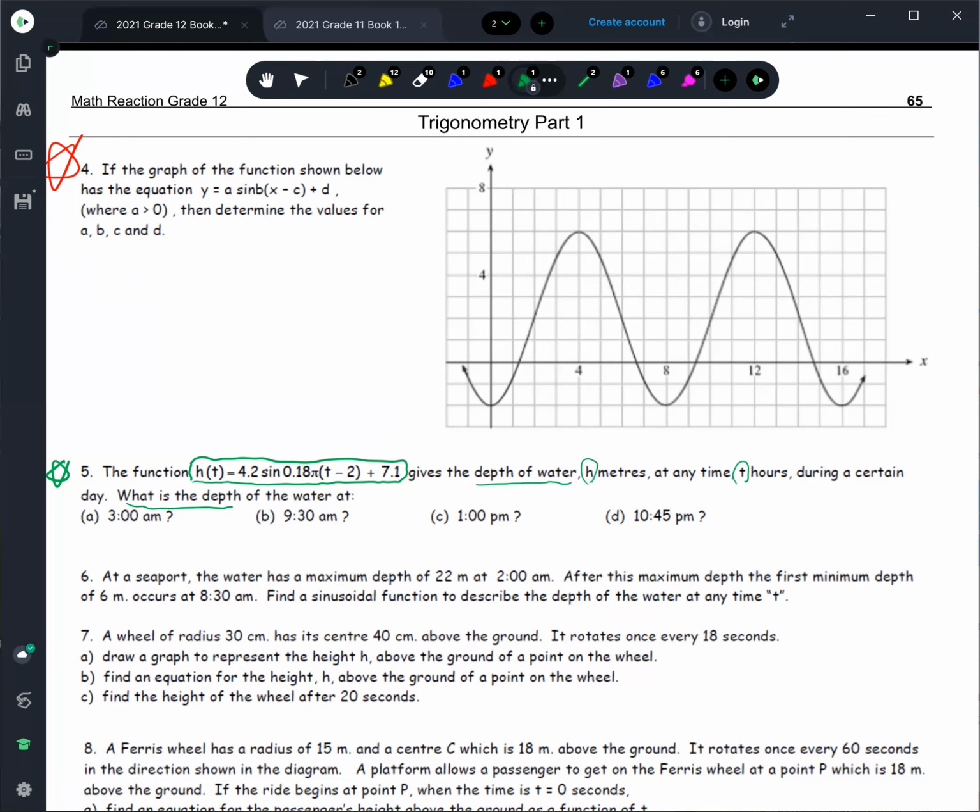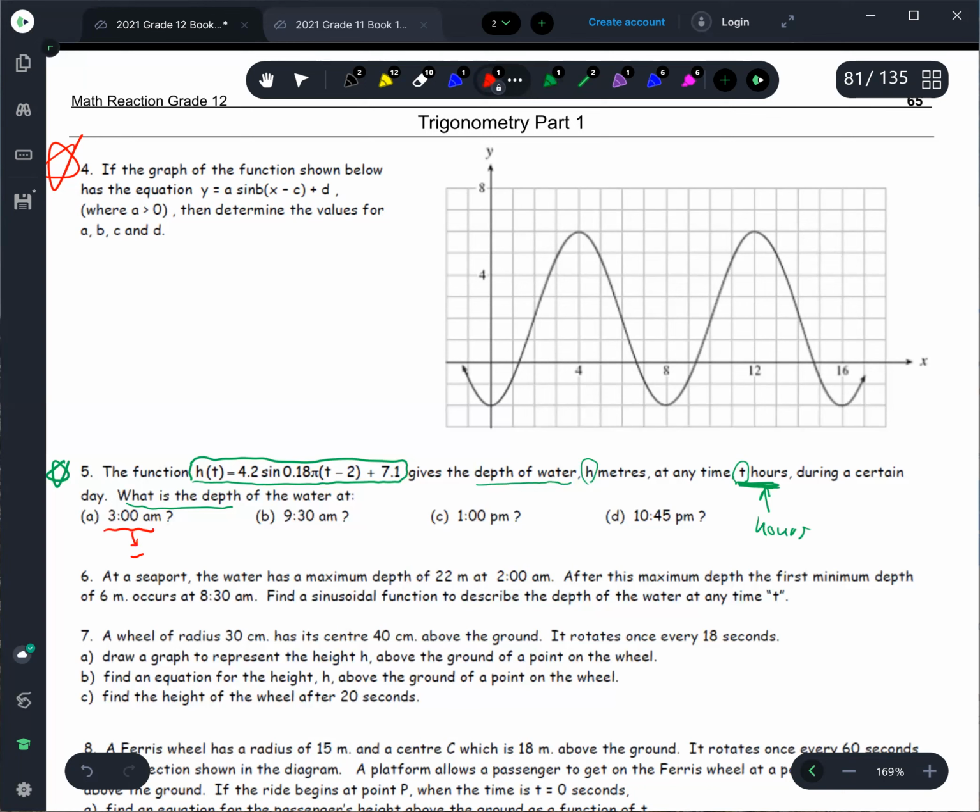The times are in terms of the clock, right? 3 a.m., 9:30 a.m., 1 p.m. But you cannot just plug those numbers in. You need to change those times into hours. It starts from midnight. Midnight is counted as 0 hours. So for example, 3 a.m., then your t will be 3.